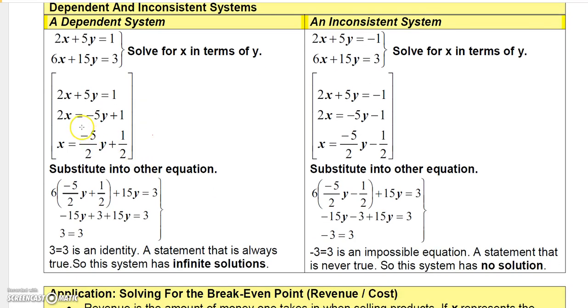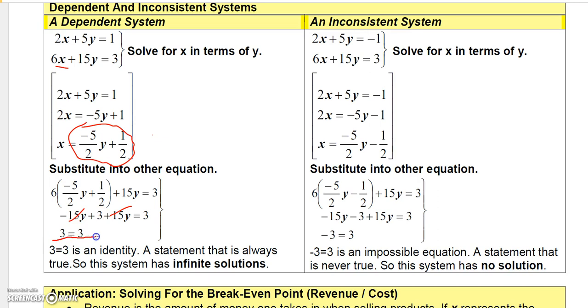Now then I'm going to take this and substitute this into the second equation right here for x. So I'll have 6 times that expression plus the 15y equals 3 from up there. And now when you multiply 6 times these two terms, 6 times minus 5 halves y is actually going to be minus 15y, and 6 times a half is going to be 3. So you're actually going to have minus 15y plus 3 plus 15y, and of course these two cancel each other out, and so you just get a true statement, 3 equals 3.